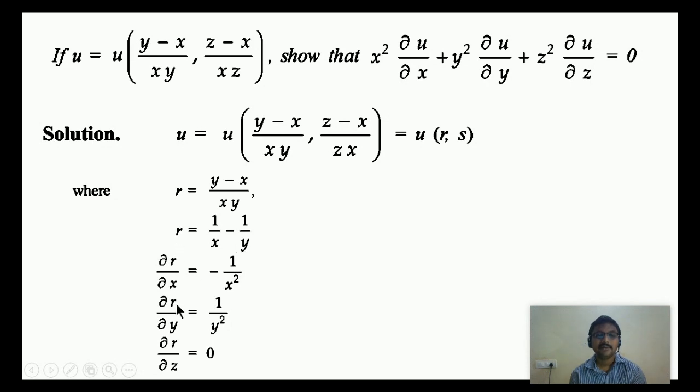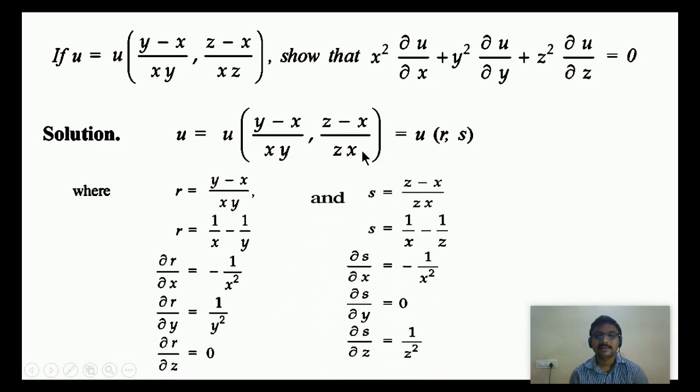∂r/∂y: 1 by x derivative is 0, minus constant, 1 by y derivative is minus 1 by y square, minus into minus gives plus 1 by y square. ∂r/∂z: differentiating r partially with respect to z, keeping x, y as constant, both derivatives become 0, because while differentiating partially with respect to z, x and y are treated as constant.